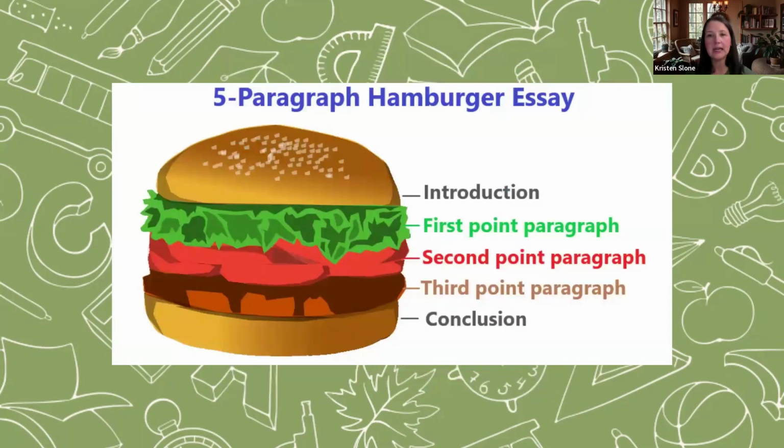Here's another visual that might help you. It's called the 5 paragraph hamburger essay. I like this one. So that top bun and the bottom bun, that's your introduction and your conclusion. And then the body is the lettuce, the tomatoes, the meat itself. It's the first point paragraph, the second point paragraph, the third point paragraph, sandwiched in between those buns.